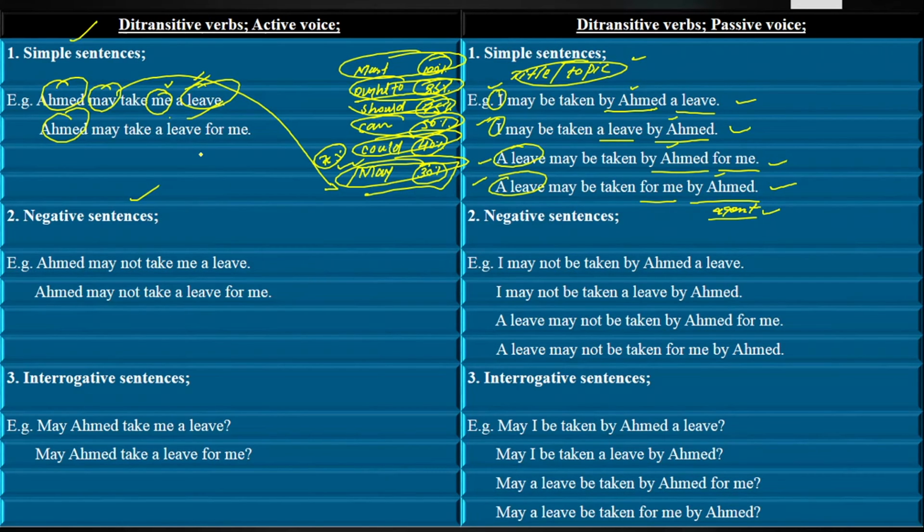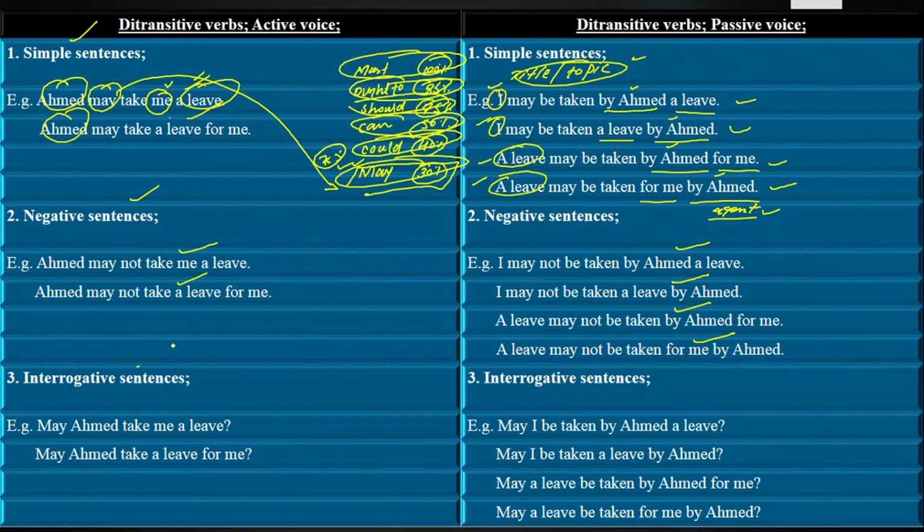Next we have negative sentences. Those sentences in which we deny the statement, reject the statement, and refuse the statement are called negative sentences. Ahmad may not take me a leave, Ahmad may not take a leave for me. I may not be taken a leave by Ahmad, I may not be taken by Ahmad a leave, a leave may not be taken by Ahmad for me, a leave may not be taken for me by Ahmad.